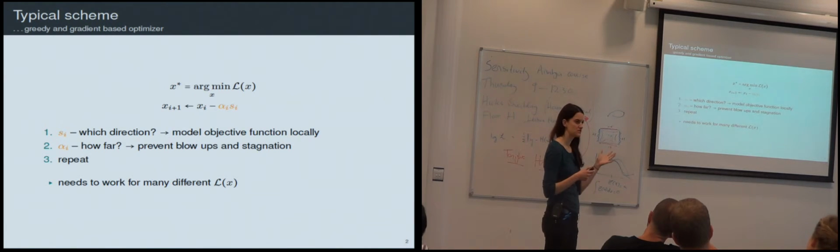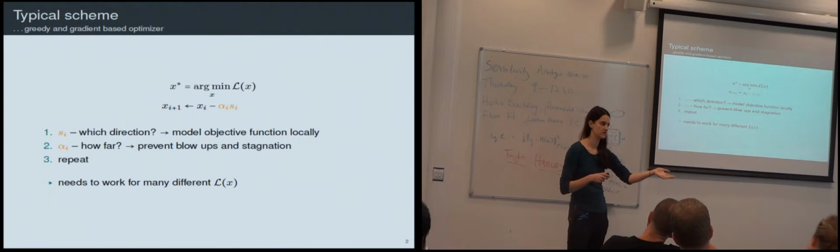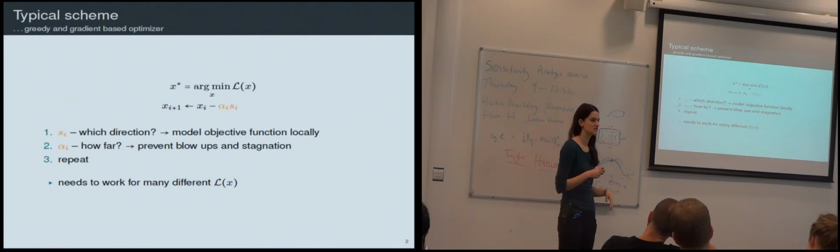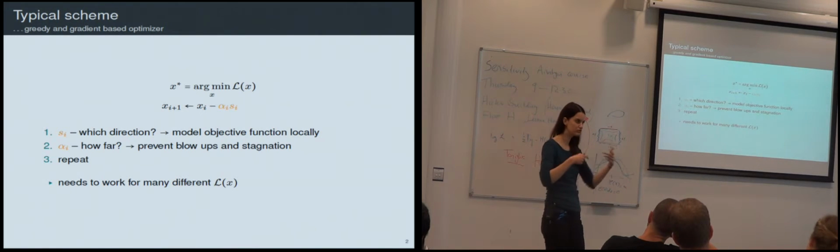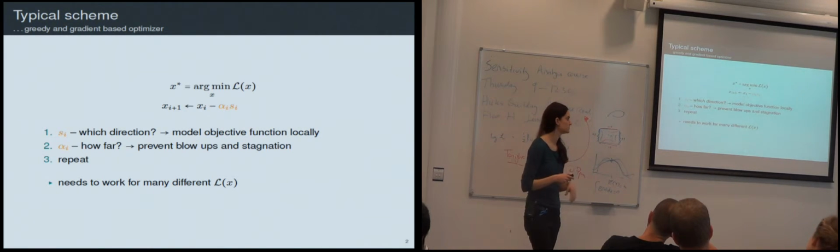And then after deciding which direction, it asks itself how far do I want to go in that direction. And this is the step size. So basically at each step of the optimizer, you have to make a decision about a vector S and a scalar alpha. And then you repeat until your budget is full.